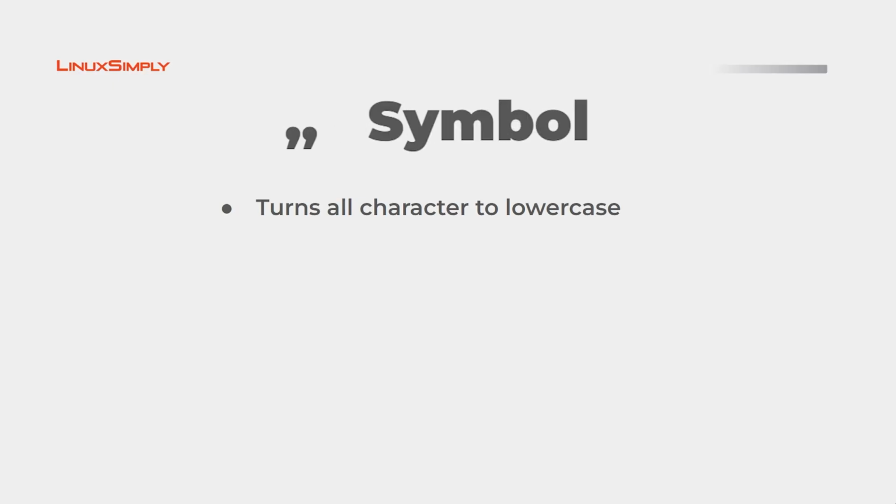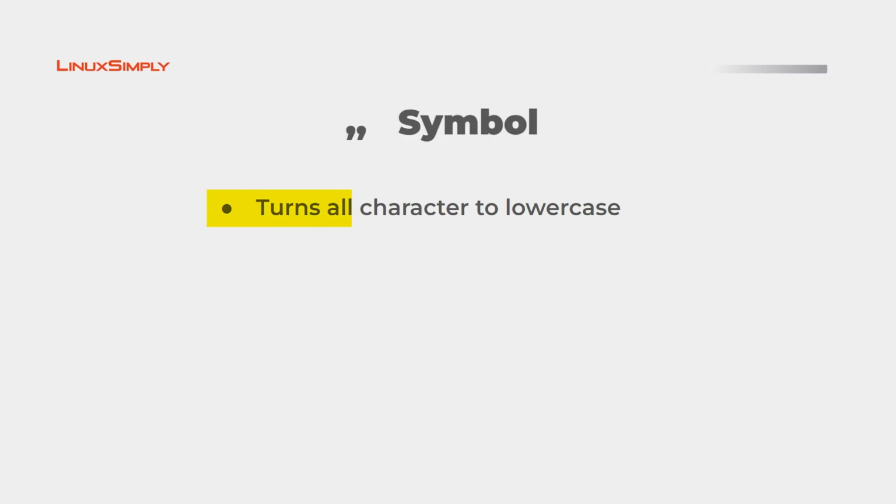Next comes the double comma symbol. This acts oppositely to the double caret symbol. Using this symbol, you can convert all the characters of a string to lowercase. It acts just like the lower function in the Python programming language or some other high-level programming language.